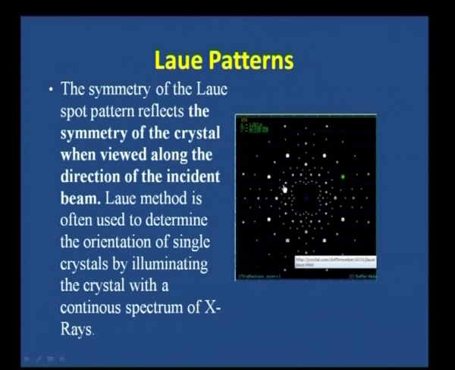The point is the symmetry of the Laue spot pattern. The Laue spot pattern reflects the symmetry of the crystal, right. The symmetry of the crystal will be decided by the symmetry in which the spots are found. So, let me tell you again, the symmetry of the Laue spot pattern reflects the symmetry of the crystal when viewed along the direction of the incident beam.